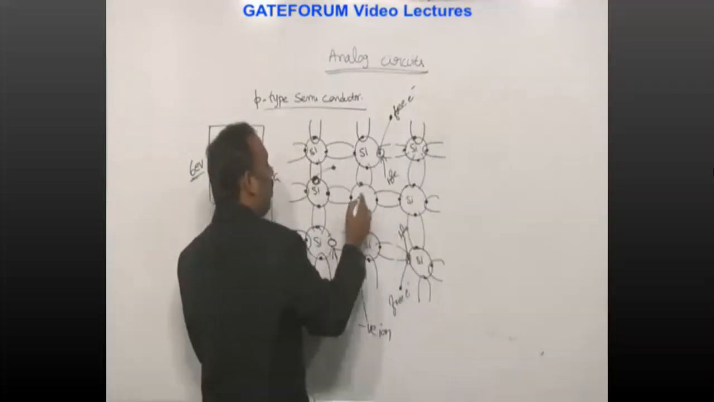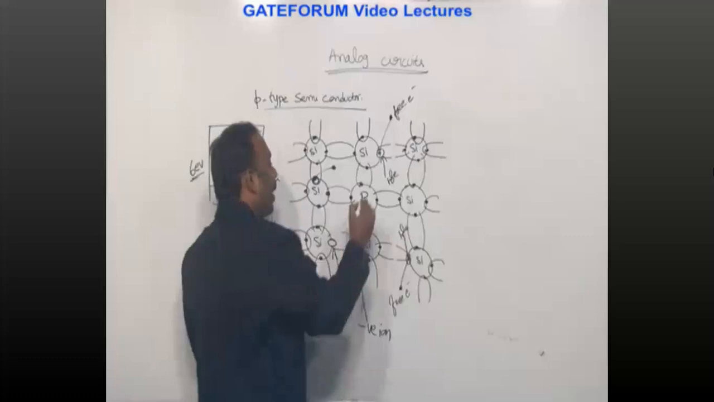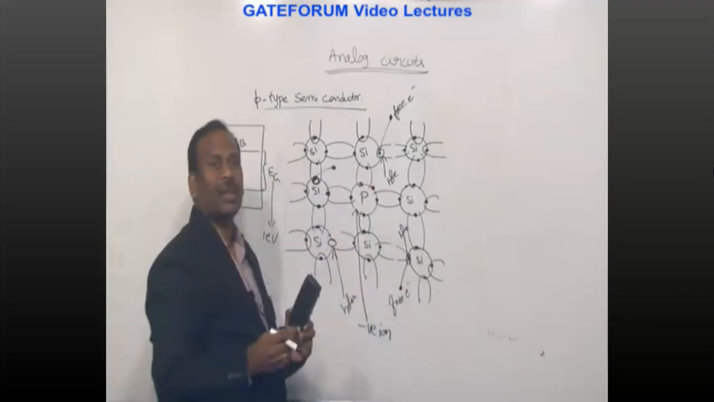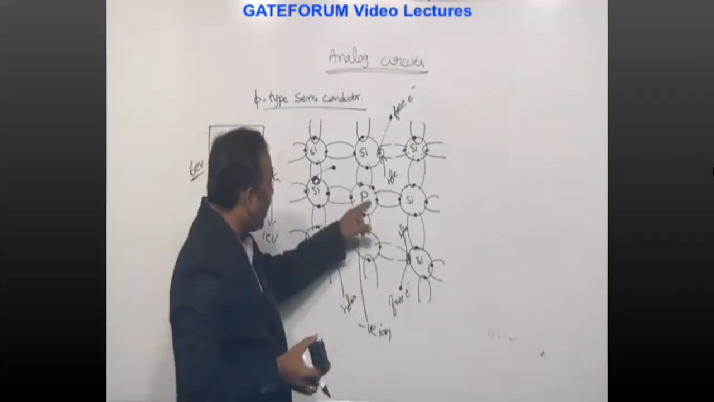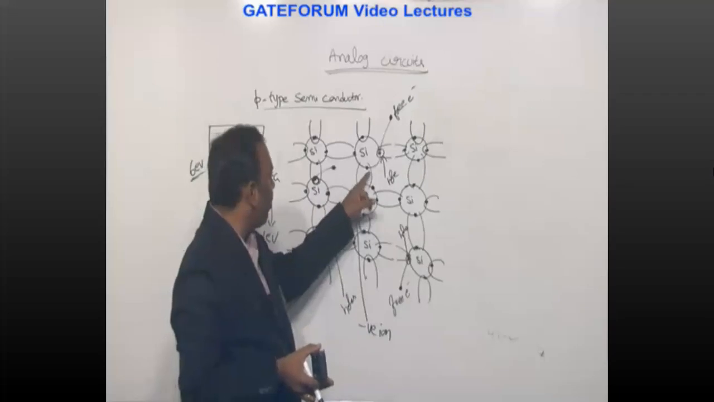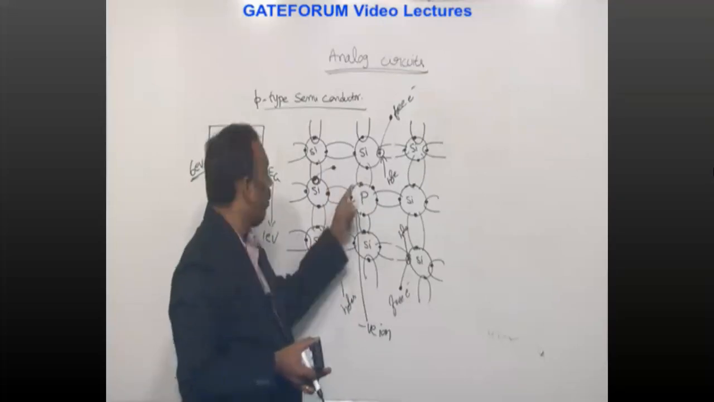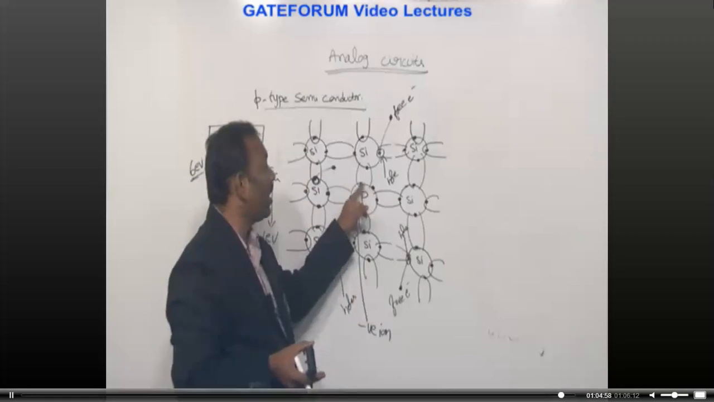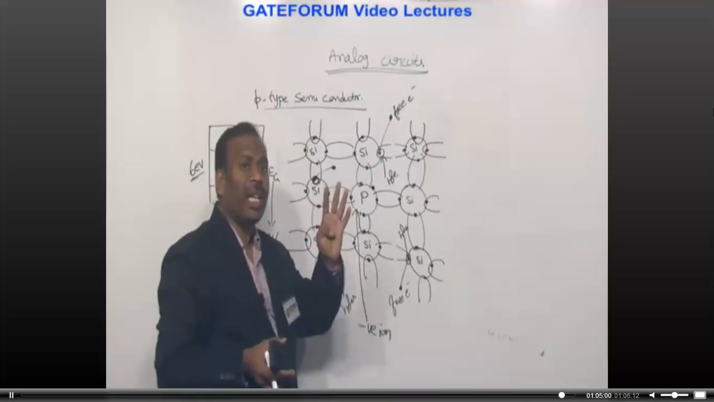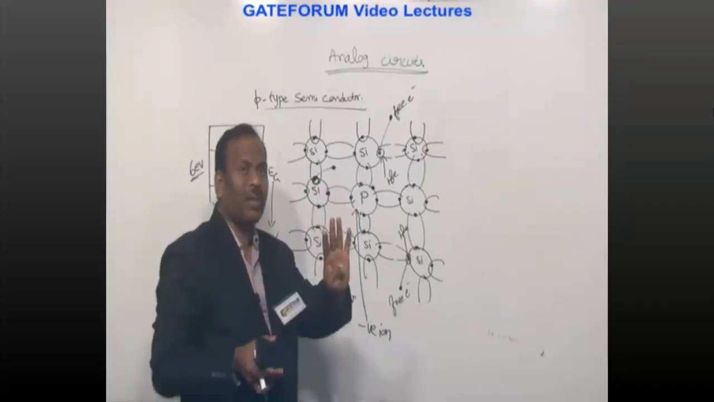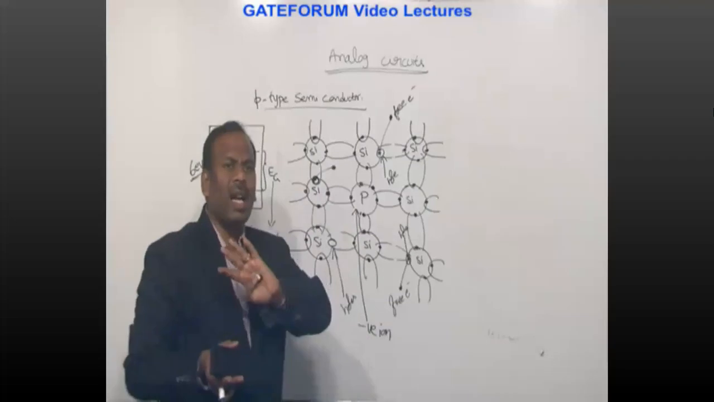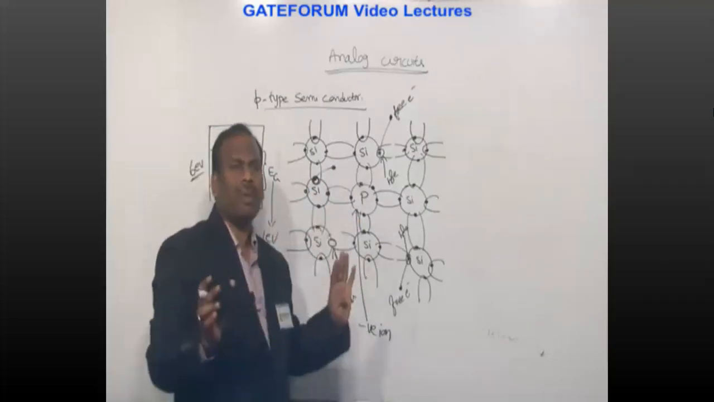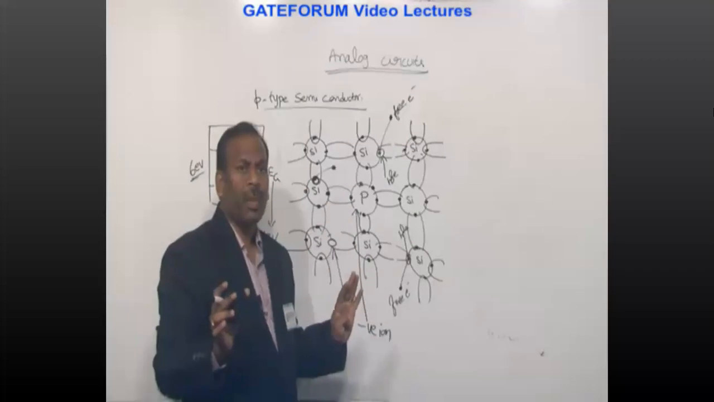Take the same example, phosphorus. It has 5 valence electrons. Out of these 5 valence electrons, it forms 4 covalent bonds. 4 valence electrons form covalent bonds with the 4 neighbors. But the 5th one has not formed any covalent bond. It's a free electron, still a valence electron now, and it is not under any covalent bond.